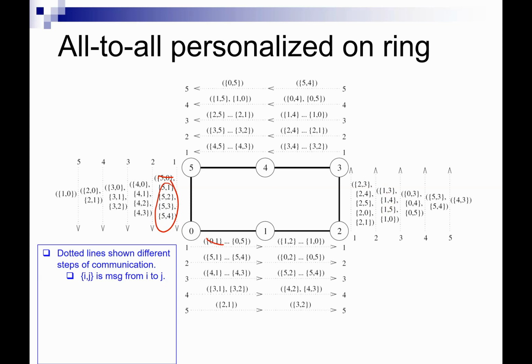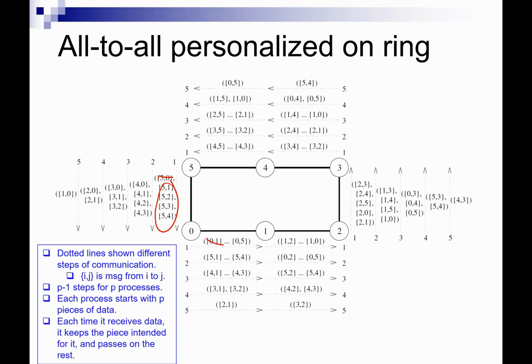Okay, so then altogether, if you have p processes, it's going to take you p minus 1 steps, okay? Because in every step, you go one edge along the ring.